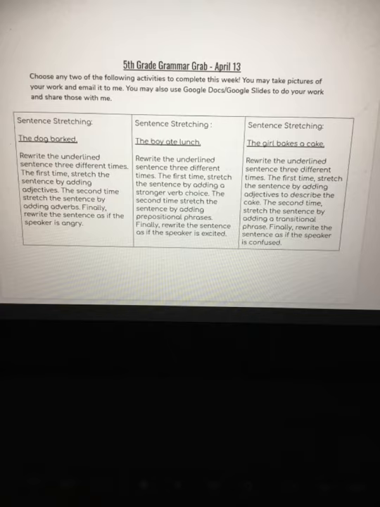And so we are going to go ahead and look at what the assignment is. Each of the three boxes has sentence stretching on it. So you're going to look at the sentence provided and stretch the sentence depending on what it's asking you to do. But we're going to first talk about what sentence stretching means.